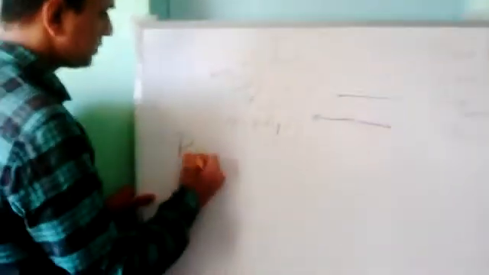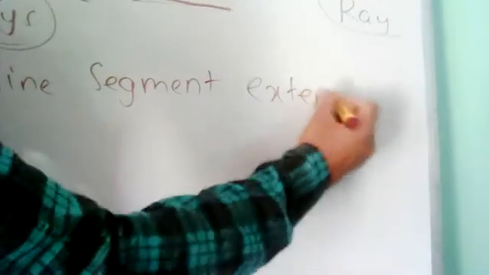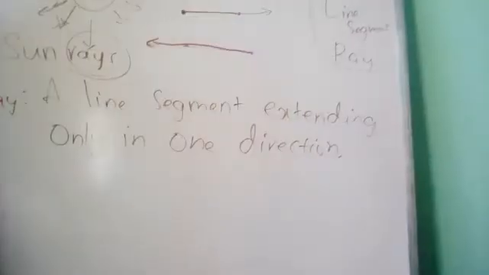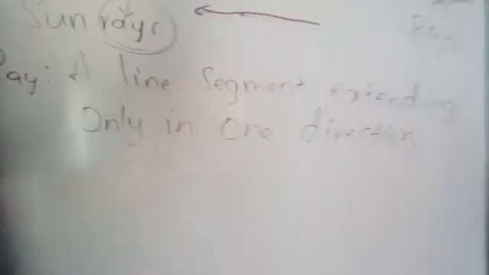So the definition of a ray is a line segment extending in only one direction. A line segment extending only in one direction is called a ray. So these are the basic elements of geometry.